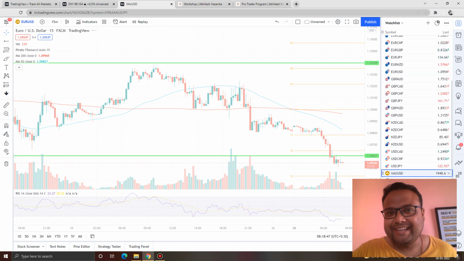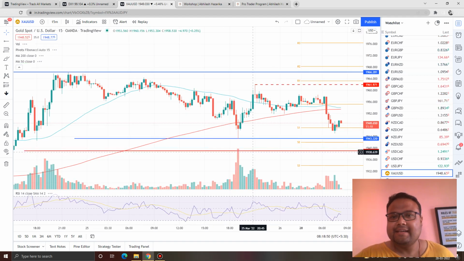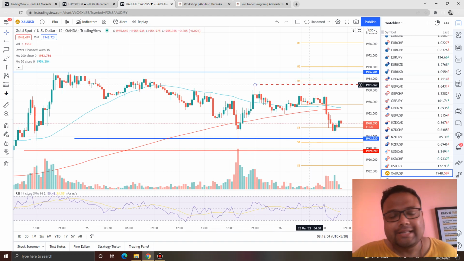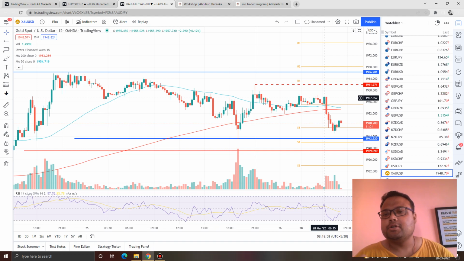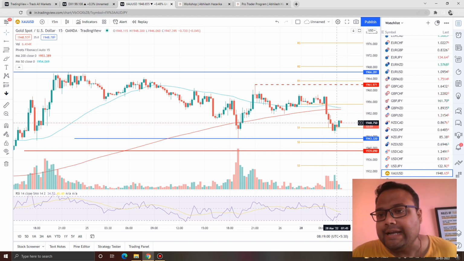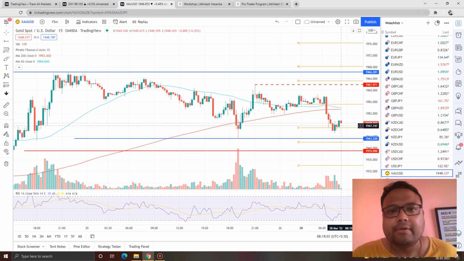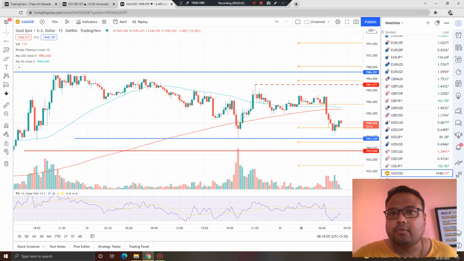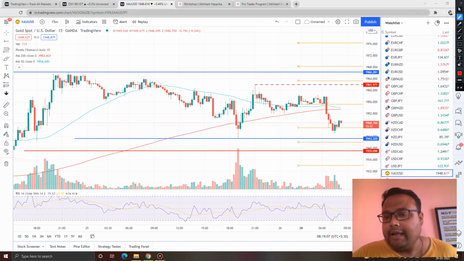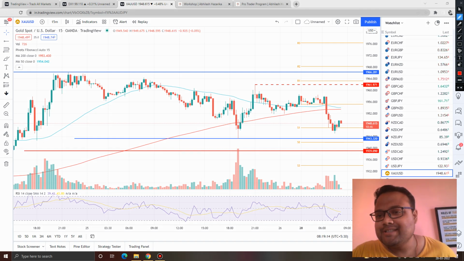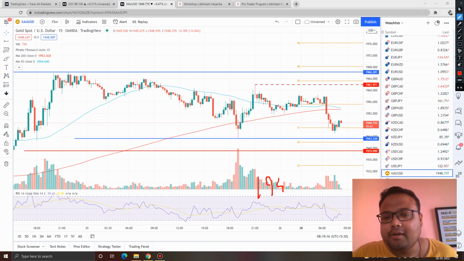These are the levels for gold for today. As you can see, after the market opening, we have seen some selling pressure on gold, and right now gold is trading at 1948.65. This is the current market price of gold here, and the most important level right now is 1943. This is the most important level for gold right now.